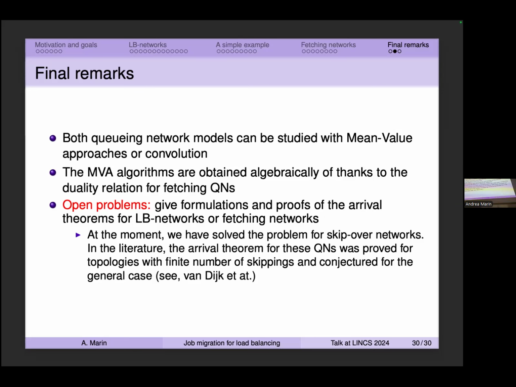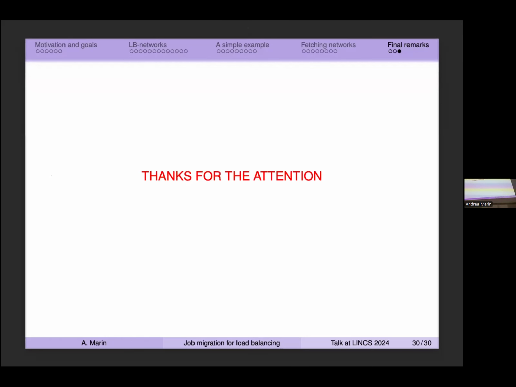What we would like is to develop an arrival theorem for this type of network. Clearly, the big problem here is what it means for a customer to arrive. When I steal a customer, do I consider it as an arrival? When I move a batch of customers in the LB network, do I have to remove just one customer, or the entire batch that I'm moving? All these questions are still open. Diletta is working on this, and we're waiting for happy results. Great, thank you for the attention, and I'm open to take questions if there are any.